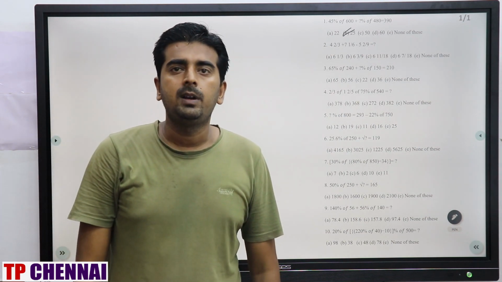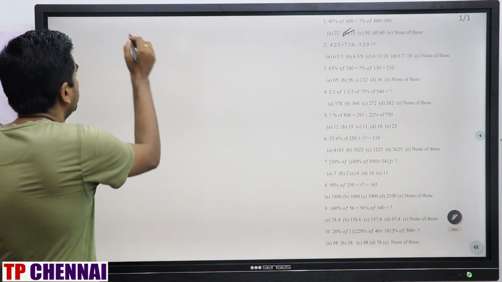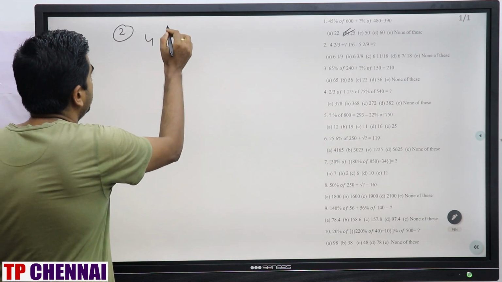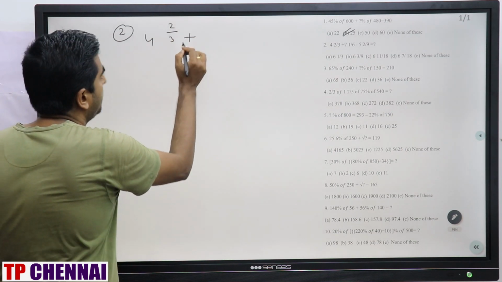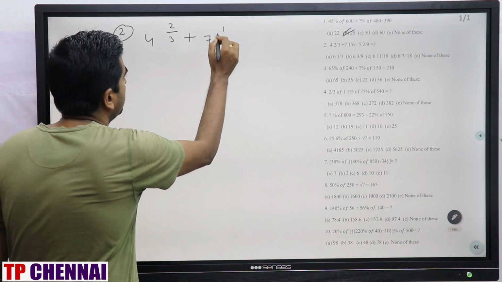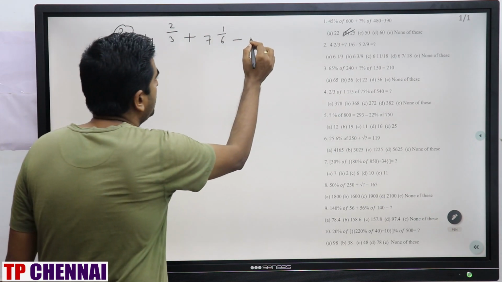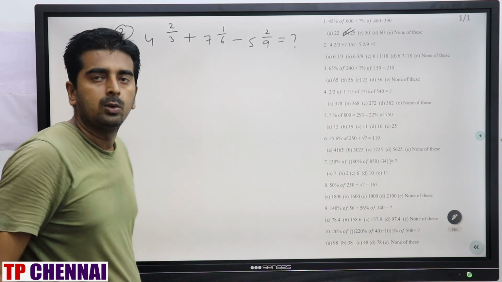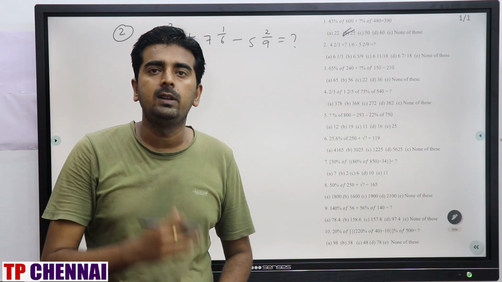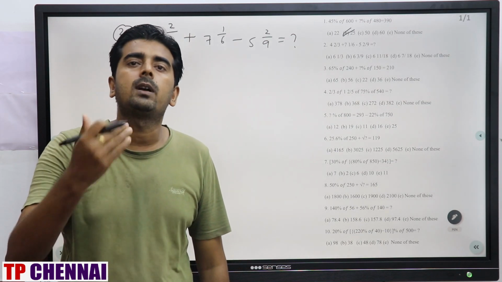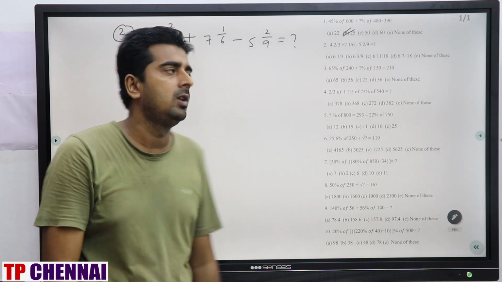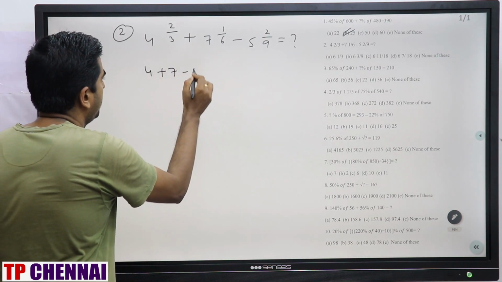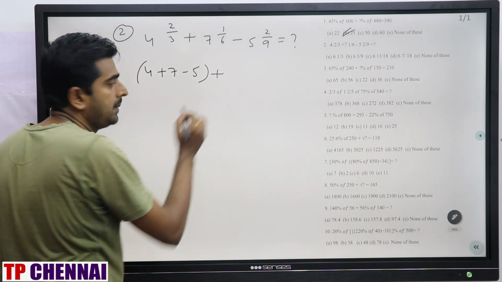So now we'll see question number 2. 4 2 by 3 plus 7 1 by 6 minus 5 2 by 9 is equal to question mark. So this is coming in a mixed fraction. So in this case, what we have to do? We have to consider whole numbers first. We have to add the whole numbers. So 4 plus 7 minus 5. Here always in the middle plus will come.